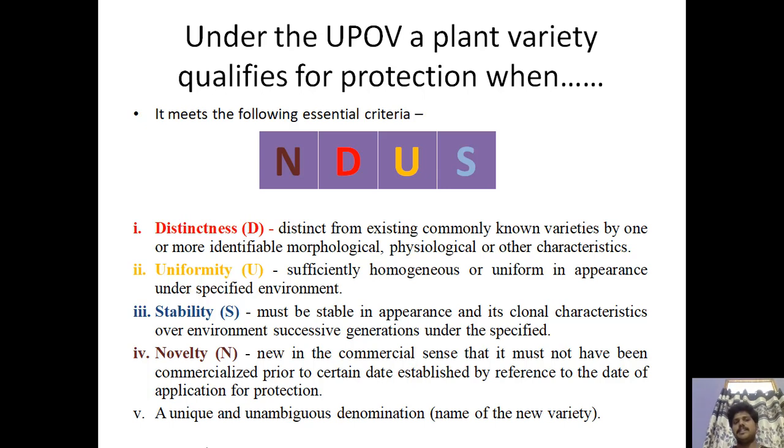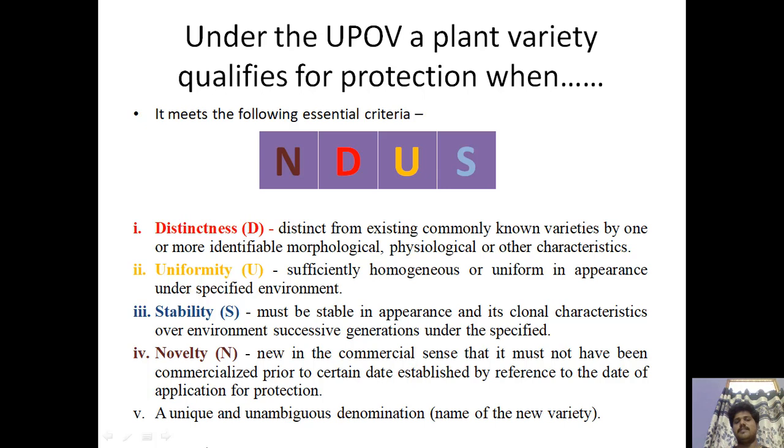Under UPOV, a plant variety is said to be qualified for protection when it meets the following criteria, which are termed as NTUS. The first one, distinctness. It should be distinct from the existing commonly known varieties by at least one or more identifiable characters, which may be morphological or physiological or any other kind of character. Then novelty. It should be new in the commercial sense, that it must not have been commercialized prior to a certain date established by reference to the date of application.